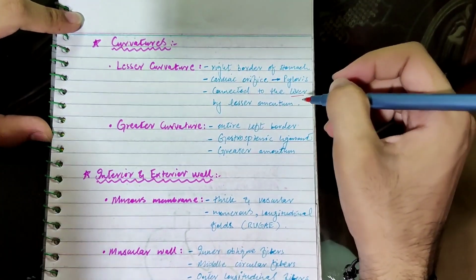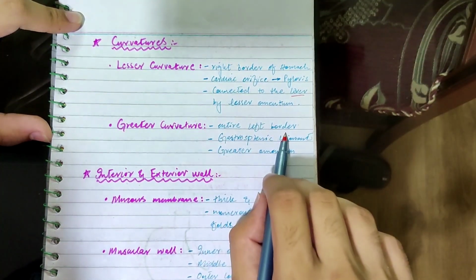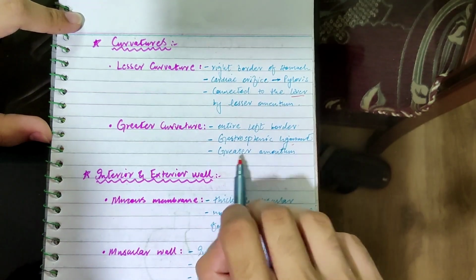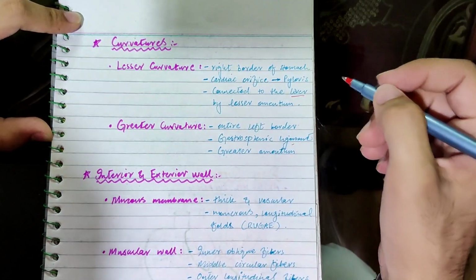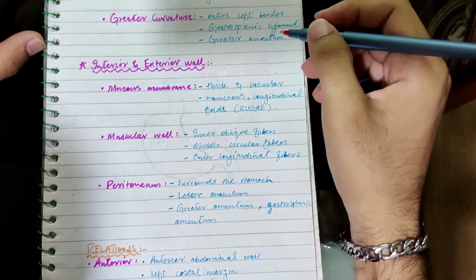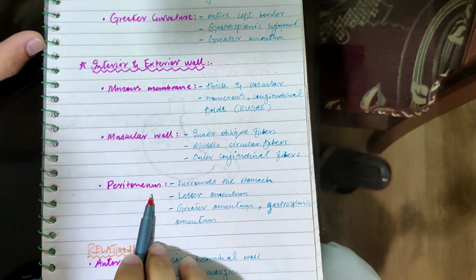What is the greater curvature? The greater curvature covers the entire left border of our stomach, and it has a gastrosplenic ligament and a greater omentum. We'll talk about its detail further. The interior and exterior walls are made up of mucous membrane, muscular wall, and a peritoneum.